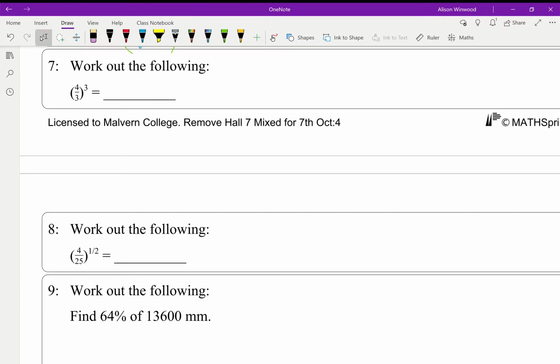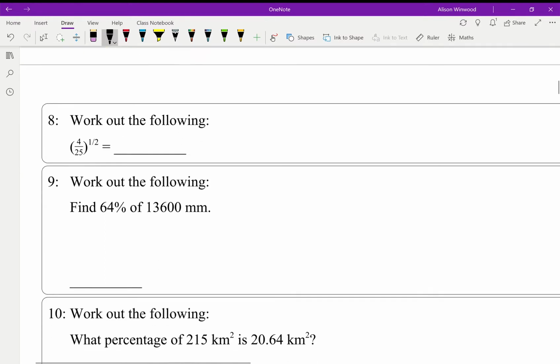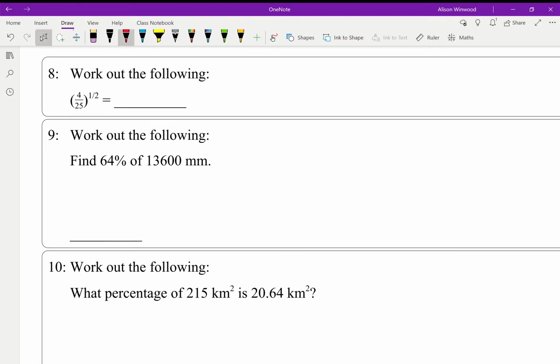With a fraction, just apply the power to the top, so 4 cubed is 64, and the bottom, 3 cubed is 27, so 64 over 27. The denominator tells me I want the square root, so I want the square root of 4 over the square root of 25. Square root of 4 is 2, square root of 25 is 5.